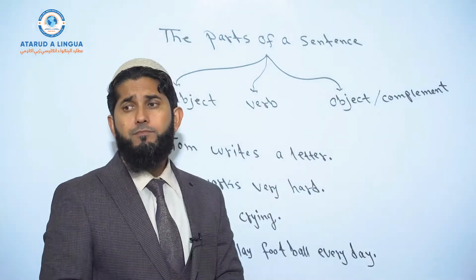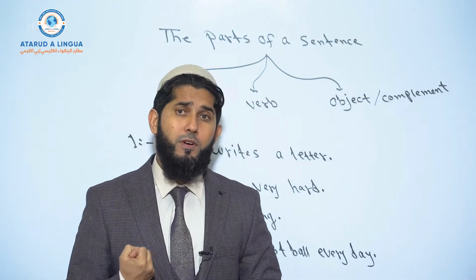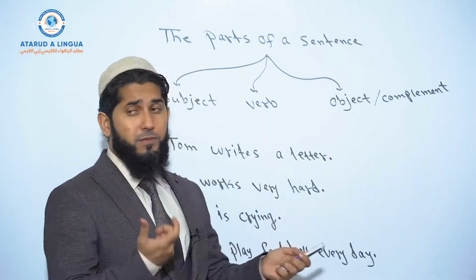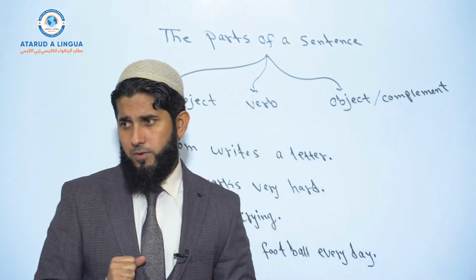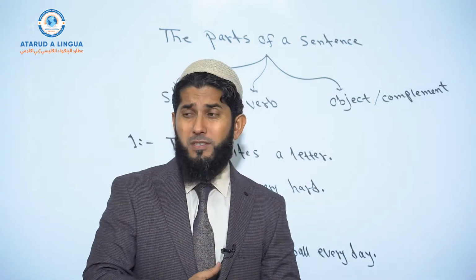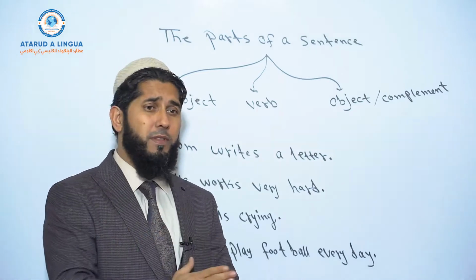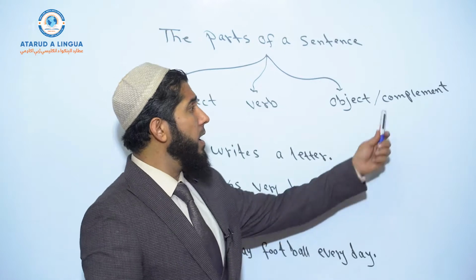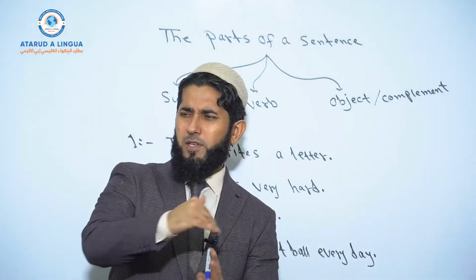An object is the receiver of action or the receiver of a state. Okay? If your main verb is an action verb, the object is the receiver of the action. Okay? And if it's a state verb, then the object is the receiver of that state. You got it? Okay. And complement, which is something that completes the meaning of something else.